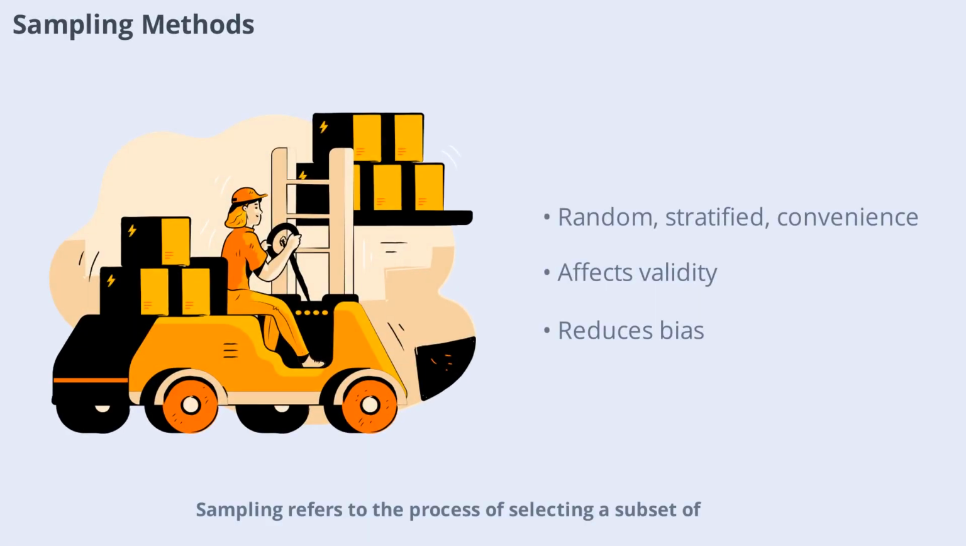Sampling refers to the process of selecting a subset of individuals from the study population to participate in the research. Common sampling methods include random sampling, stratified sampling, and convenience sampling. The choice of sampling method affects the representativeness of your sample and the validity of your conclusions. Random sampling is often preferred because it reduces selection bias, but practical considerations sometimes require alternative approaches.